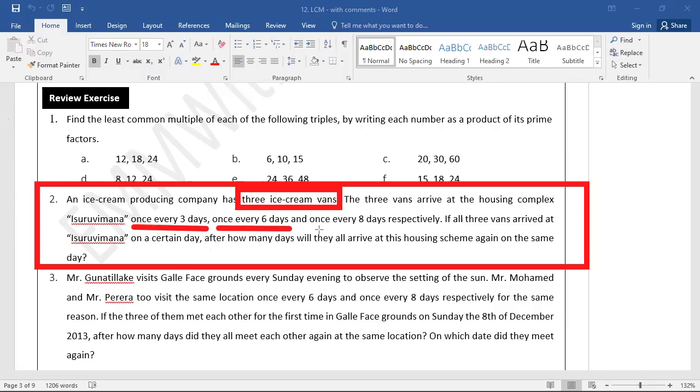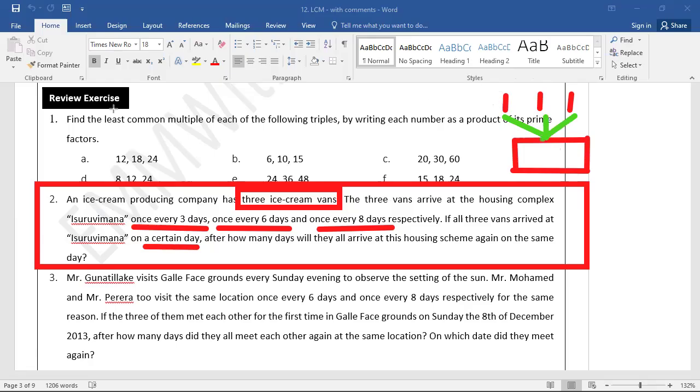Third van will come once every 8 days, respectively. If all 3 vans arrived at Vizuruvimana on a certain day, now you have to think about a day. On that particular day, all 3 vans are coming. This is Vizuruvimana. This is the first van, this is the second van, and this is the third van. All these 3 vans are arriving at Vizuruvimana at the same day. Now think of a day like that.